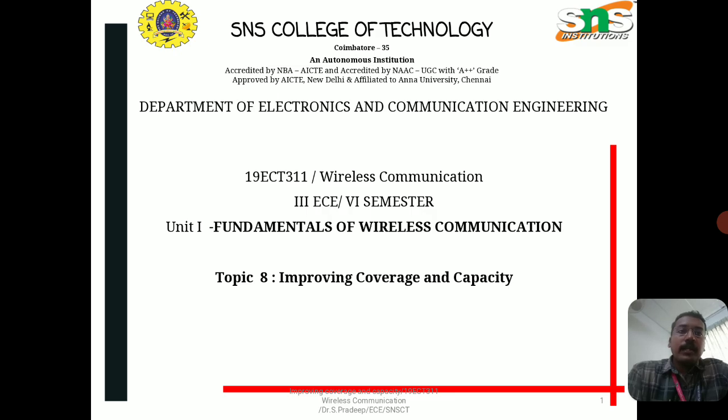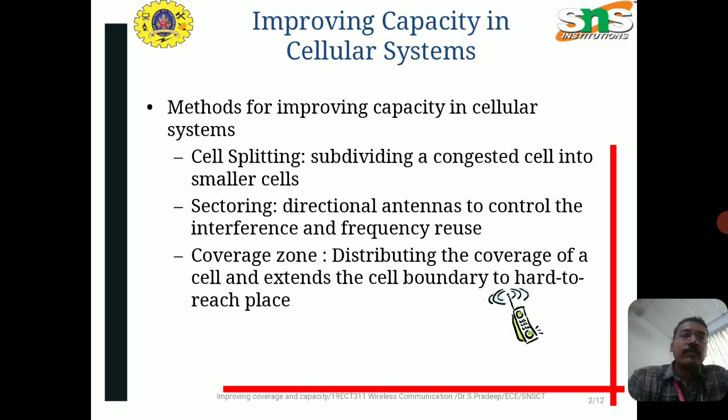Hi, in this video we are going to see how to improve coverage and capacity, fundamentals of wireless communication. Improving capacity in cellular systems. Cell splitting, sectoring, and coverage zone are some of the methods for improving capacity in cellular systems.